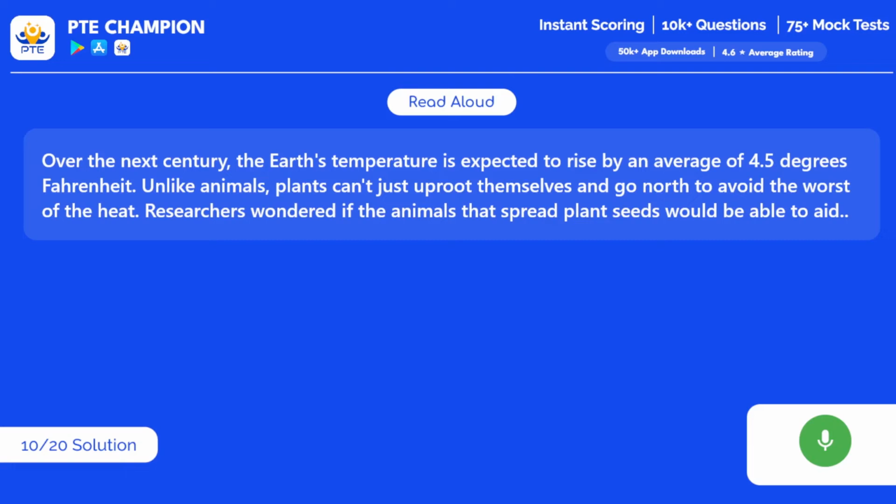Over the next century, the Earth's temperature is expected to rise by an average of 4.5 degrees Fahrenheit. Unlike animals, plants can't just uproot themselves and go north to avoid the worst of the heat. Researchers wondered if the animals that spread plant seeds would be able to aid.